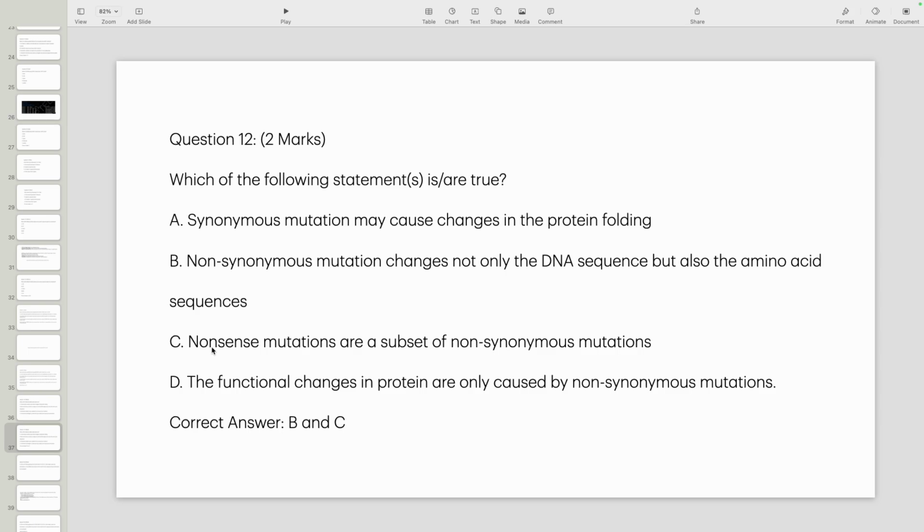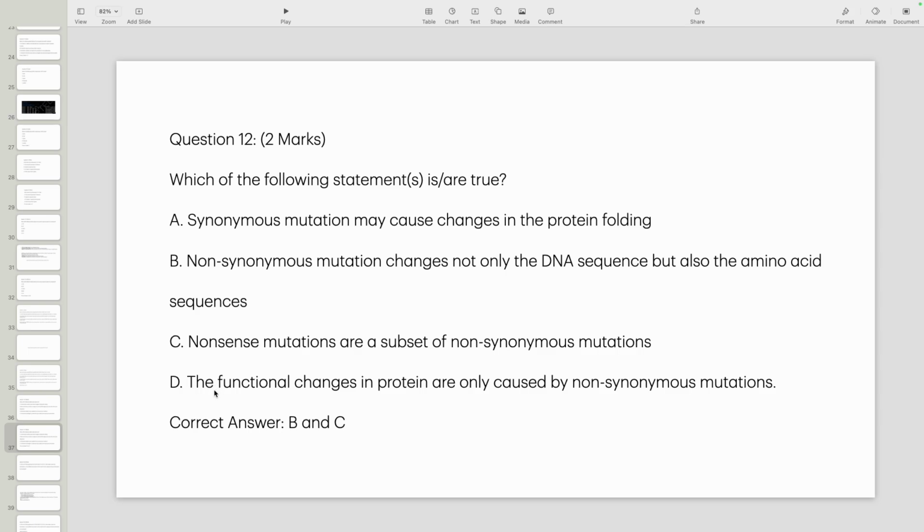Nonsense mutations are basically where the protein sequence is truncated, not synthesized fully because of these mutations. So this is also a subset or a type of non-synonymous mutation, because here the protein sequence is different from the wild type protein sequence. So it is a subset or type of non-synonymous mutation.